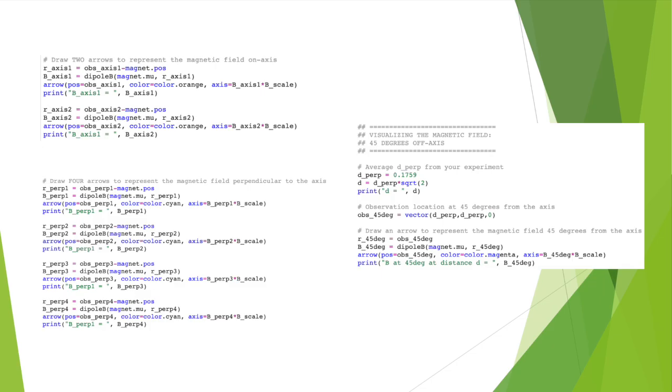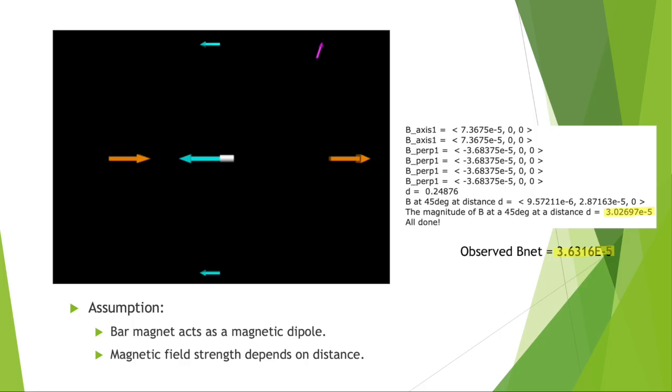Firstly, I calculated and drew an arrow to represent the magnetic field on axis at those 2 observation locations, and then I calculated and made arrows for the 4 locations perpendicular to the axis to represent the magnetic field. To the right, you can also see that I made an arrow to calculate and depict the magnetic field 45 degrees off axis.